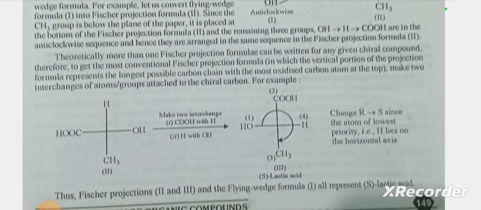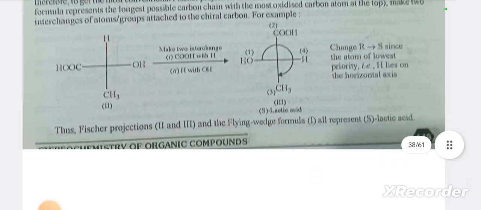Theoretically, more than one Fischer projection formula can be written for any given chiral compound. Therefore, to get the most conventional Fischer projection formula, make two interchanges of atoms or groups attached to the chiral carbon.